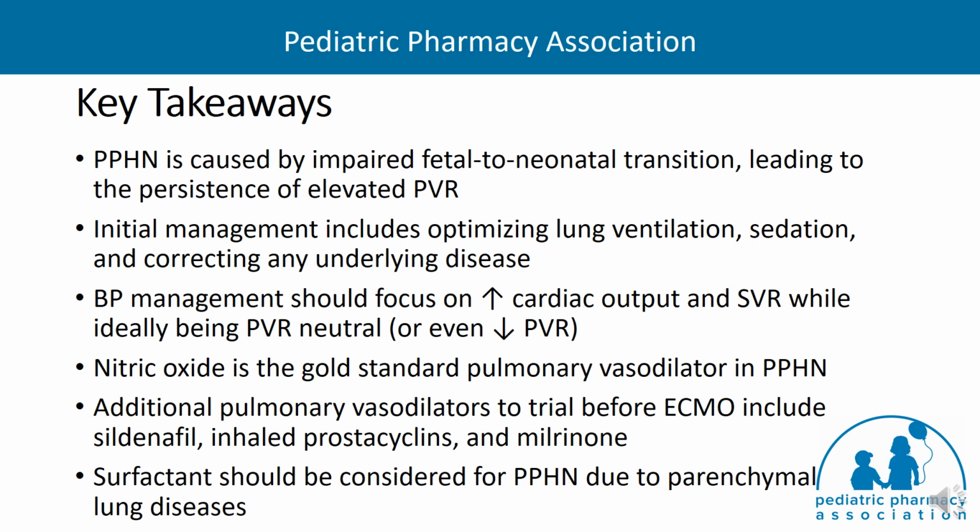Blood pressure management should focus on increasing cardiac output and systemic vascular resistance, while ideally being PVR neutral or even decreasing PVR. Nitric oxide is the gold standard pulmonary vasodilator in PPHN. Additional pulmonary vasodilators to trial before ECMO include sildenafil, inhaled prostacyclins, and milrinone. And lastly, surfactant should be considered for PPHN due to parenchymal lung diseases.